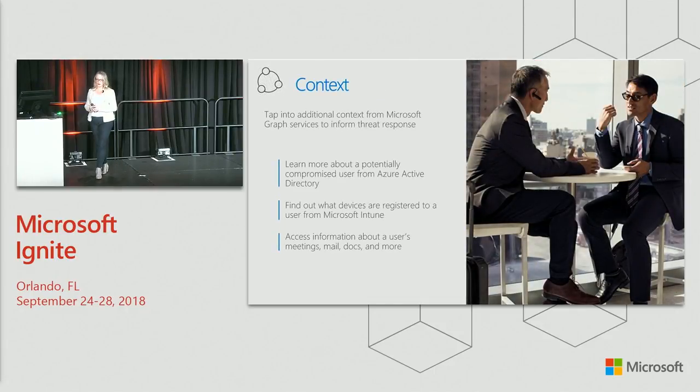And then there's context, so there's that access to all of that additional information that lives within the graph. So you could very, very easily learn more about a potentially compromised user from Azure Active Directory, what devices are registered to them in Intune, as well as a host of other information about the user's meetings, mail, docs, and much, much more that's part of Graph.